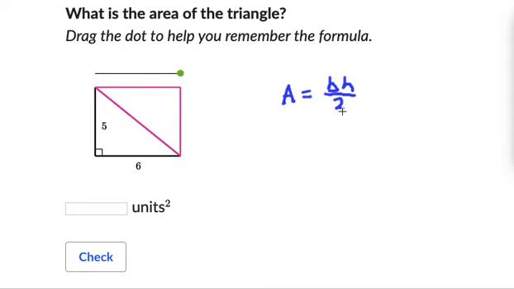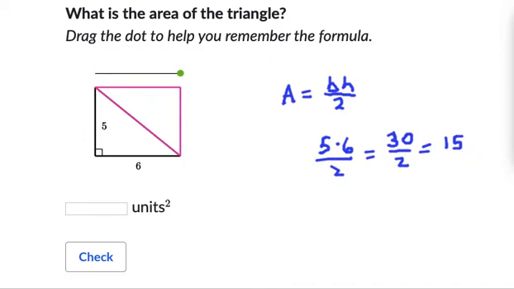So in this case, we would end up with 5 times 6, and then whatever that is, we're going to divide it by 2. That would equal 30 divided by 2. So the area of the triangle we started with would be 15. Okay, so that would be the area of this triangle, and that's what we'd put in there and submit.